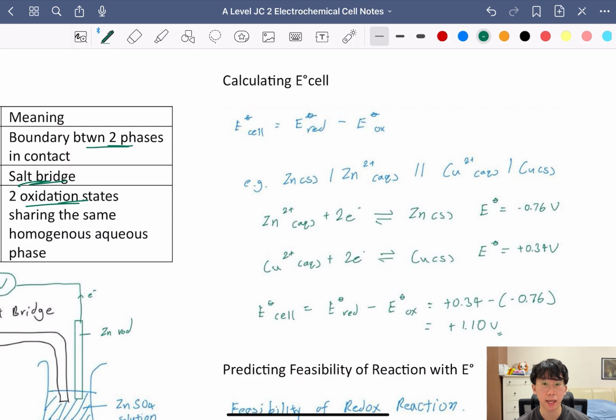So how do I calculate my E0 cell? Well, it just follows this equation over here. It's E0 red minus E0 ox. So basically the half cell with reduction minus the half cell with oxidation. And I'll just follow this equation.